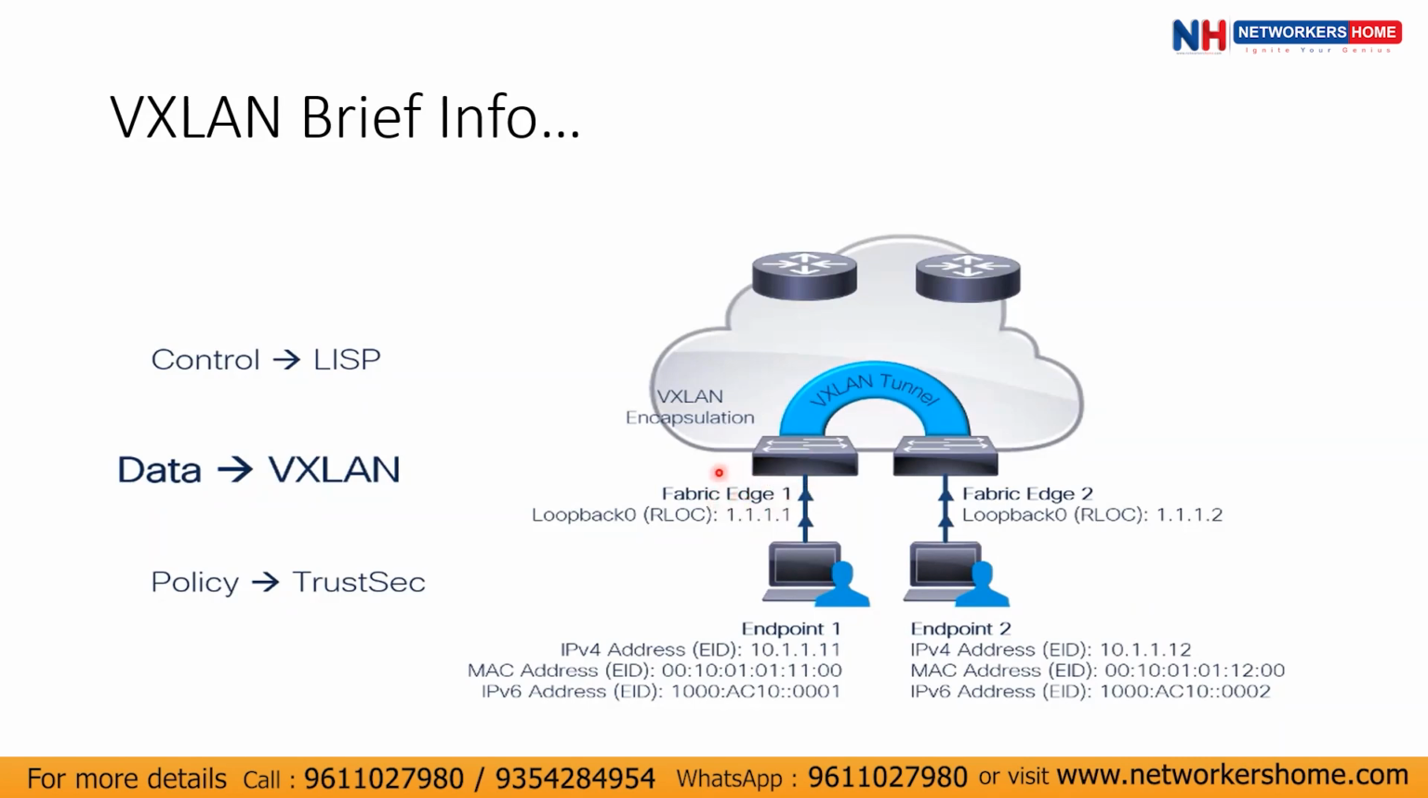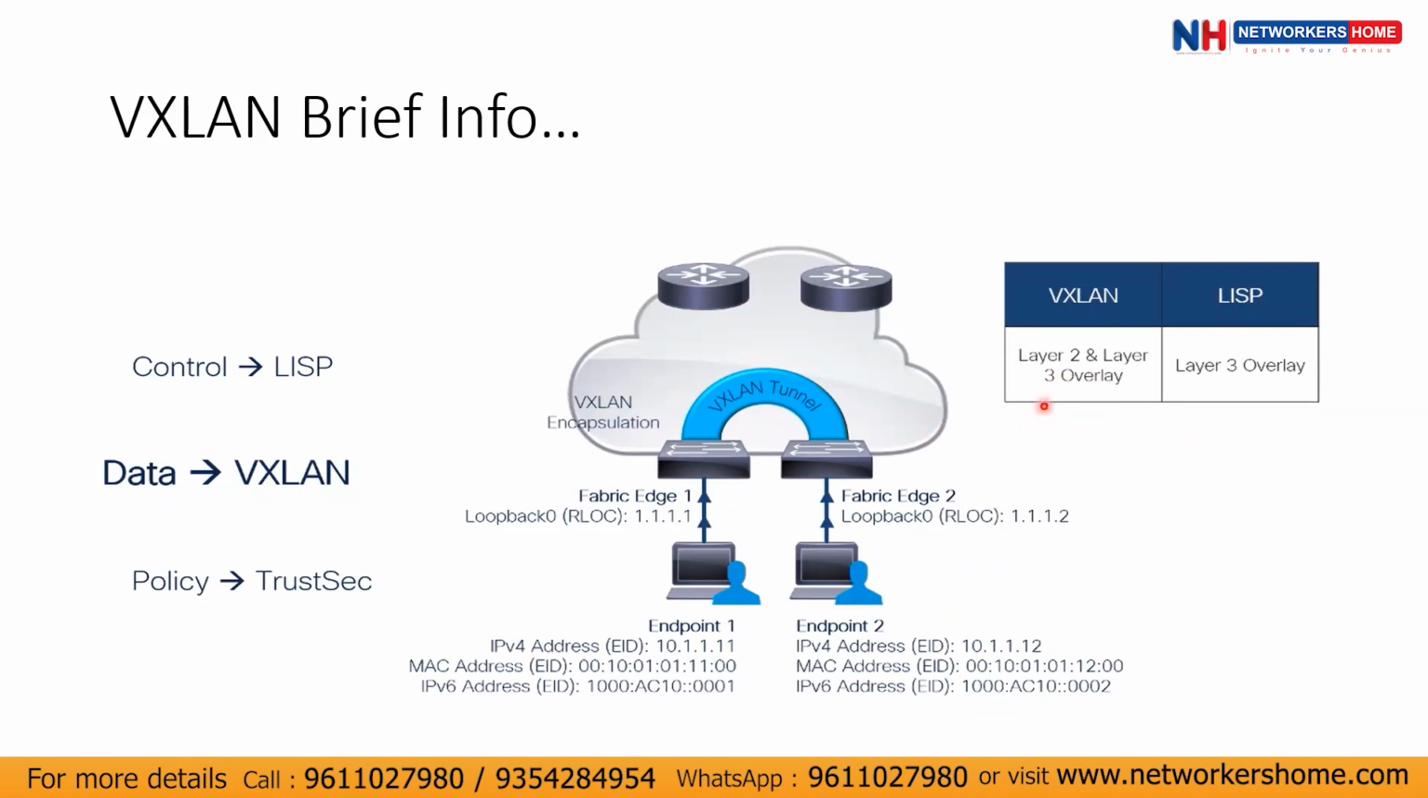Fabric edge 1 has the local map cache entry. In that map cache entry, suppose it already has information about endpoint 2 where it is connected, then it will try to create the VXLAN tunnel. It will initiate the VXLAN tunnel from this RLOC to this RLOC, so the source is 1111 and the destination IP address would be 1112, the loopback IP address. This VXLAN tunnel will be created loopback to loopback from different fabric edges based on the traffic flow.